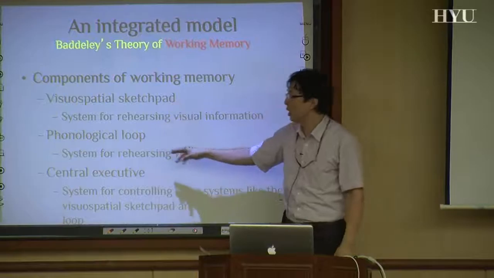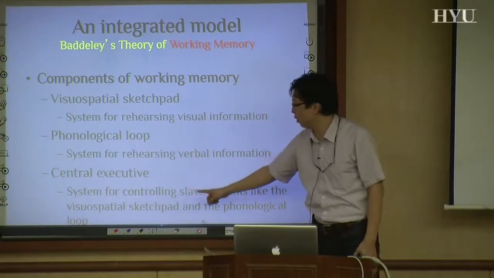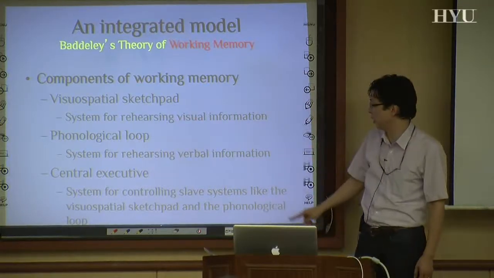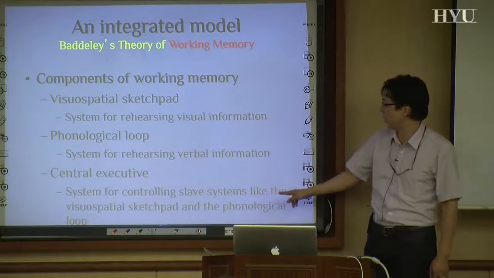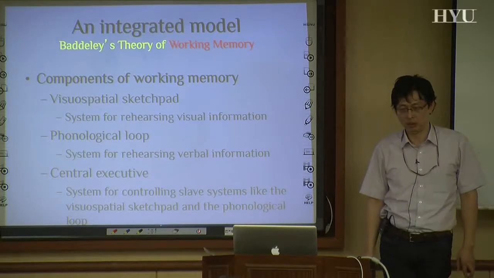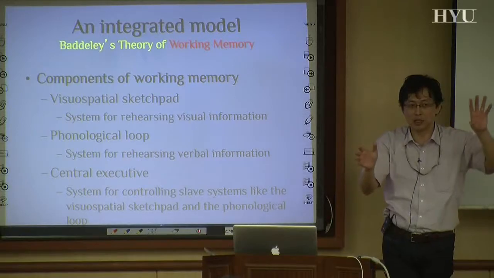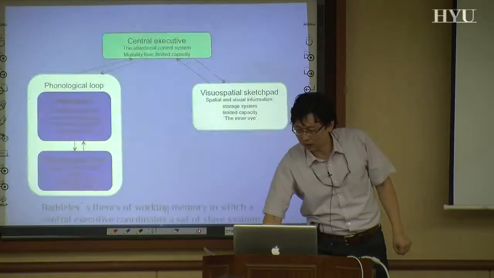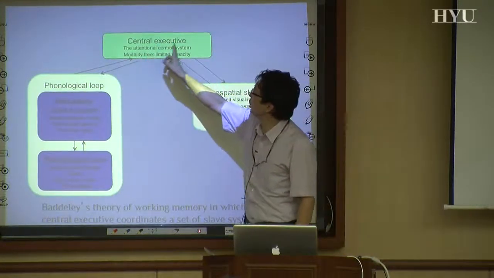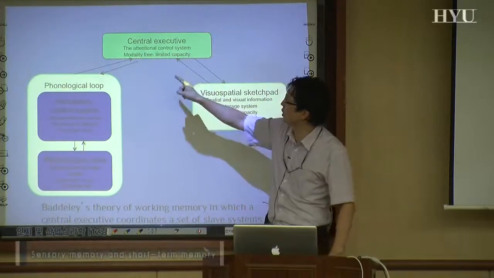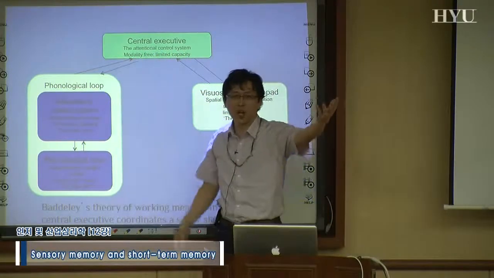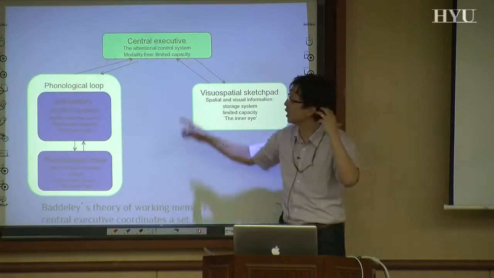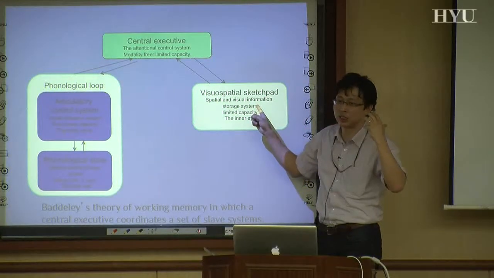So what he proposed is that the central executive is the system for controlling the slave systems, meaning the phonological loop and the visual spatial sketchpad. So the central executive is controlling them. Sometimes you use this one, sometimes you use that one. The central executive is the attentional control system. So this one is ordering. If visual information comes in, the central executive is ordering, okay, you process it.